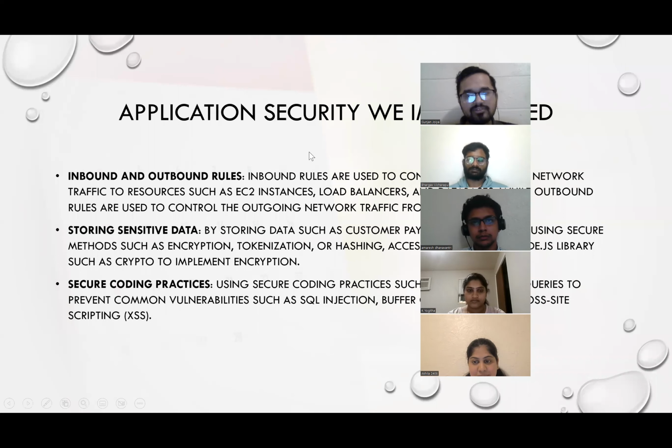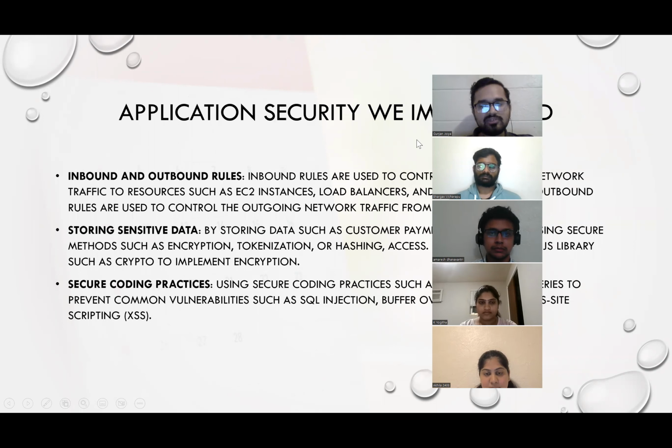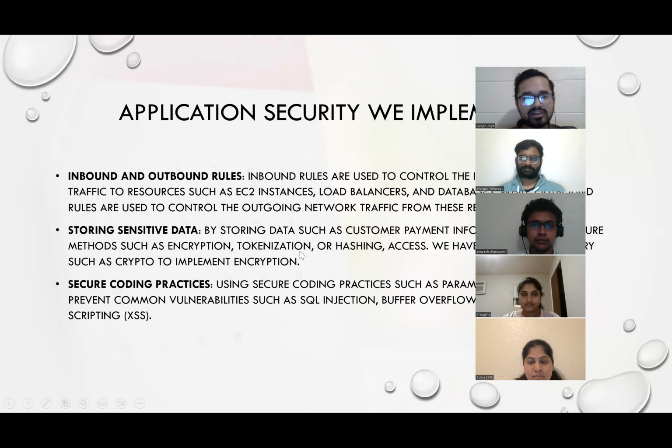So when it comes to a hotel booking application hosted in the AWS Cloud, application security compliance is critical to ensure the safety and confidentiality of sensitive data, such as customer personal and payment information. The proper configuration of inbound and outbound rules is a crucial aspect of security when using AWS services. Inbound rules in AWS are utilized to manage and restrict incoming network traffic to various resources, such as EC2 instances, load balancers, and databases.